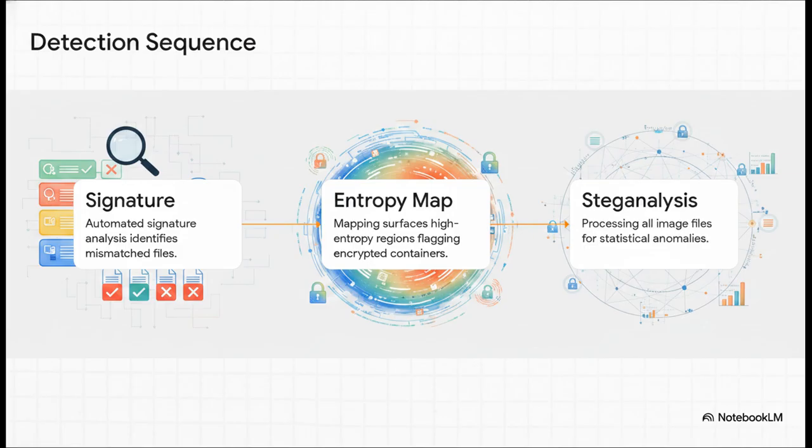To fight back against these wild concealment techniques, professional examiners don't just guess. They utilize a rigorous, structured, three-step detection sequence. It's a precise methodology used to reveal what a file truly is. Let's move to the first step of the sequence and see how it all builds.